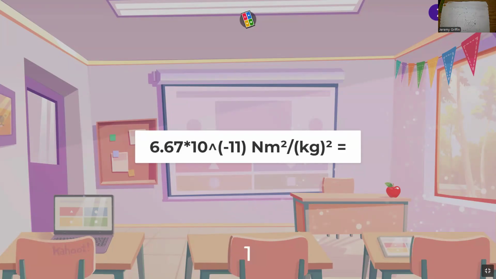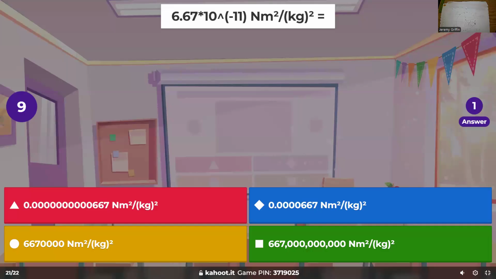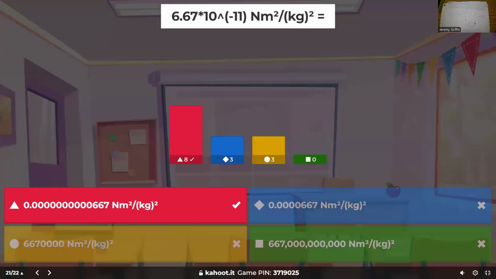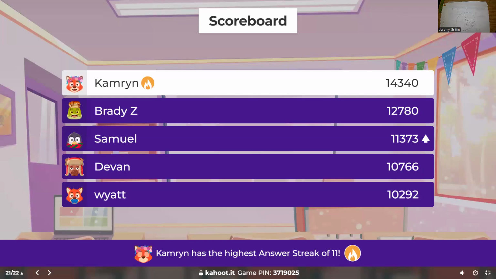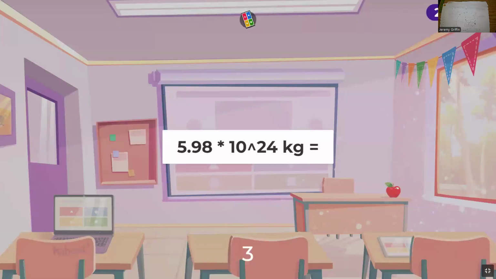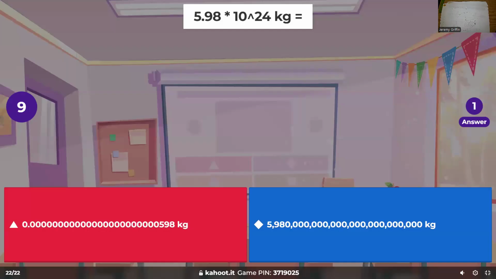6.67 times 10 to the negative 11 Newton meter squared per kilogram squared. What's that look like? There you go. Move the decimal place 11 places to the left. All right, and for the win, 5.98 times 10 to the 24 kilograms. Guys, that right there is the mass of the what?